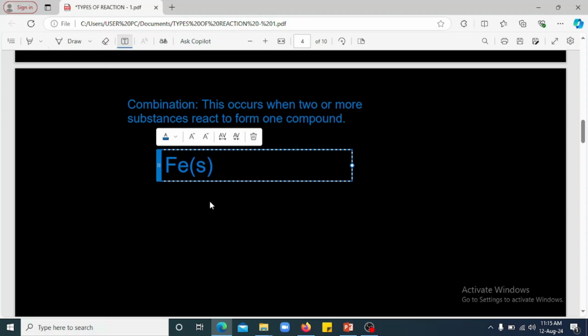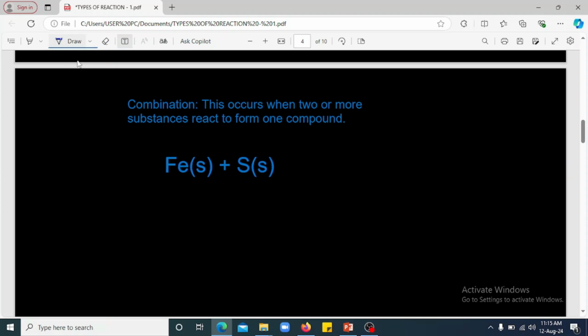Fe. Do you know it? That is iron. Iron. And that S means that it is in solid form. So iron is reacting with sulfur in solid form. Iron reacting with sulfur in solid form, and then it is giving out, let's see the product here, the arrow there.